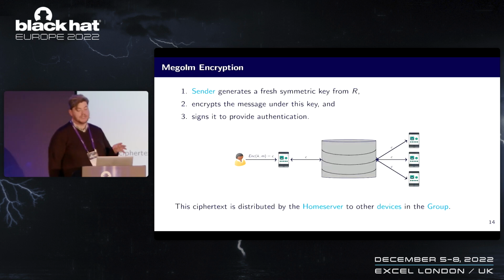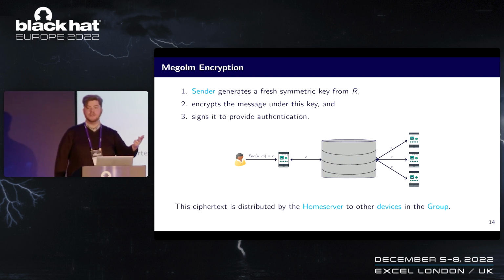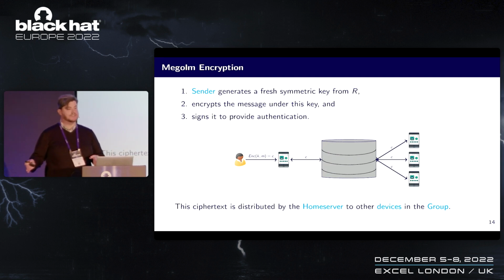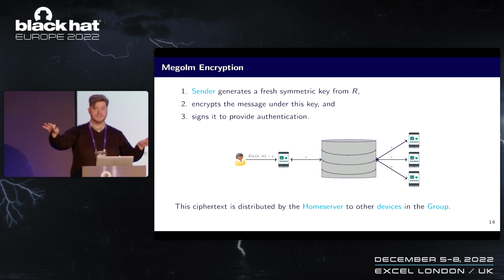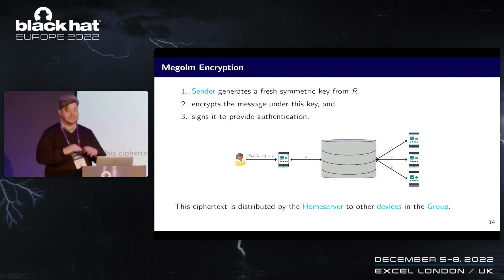We've looked at what the session state communicated between these devices is. How do you actually use this to encrypt a message? So the sender generates a fresh symmetric key from the ratcheting state, as we saw in the previous slide. We encrypt that message under that key, and then we sign it using the group signing key. That's a single ciphertext and a single signature that is then communicated to the home server, and then that home server distributes out to the rest of the devices within the room in this fan-out way, similar to Signal sender keys.